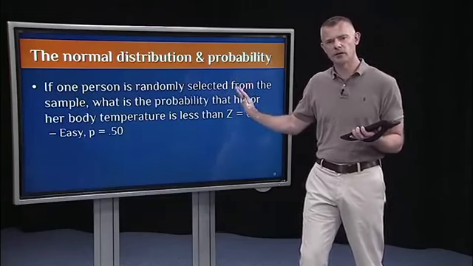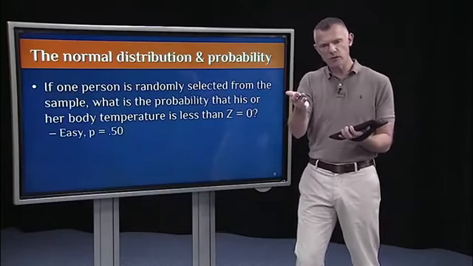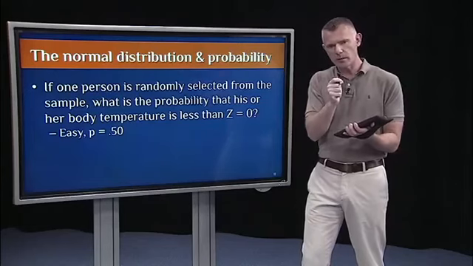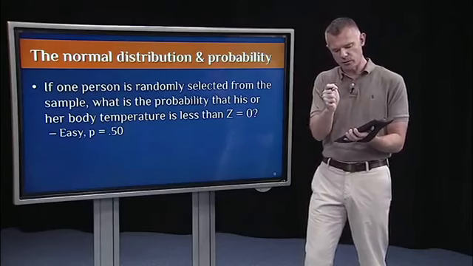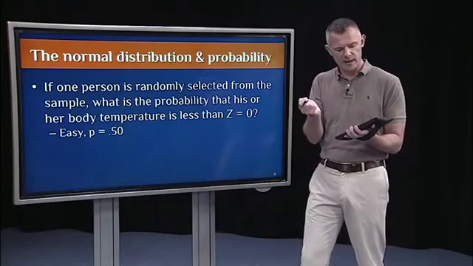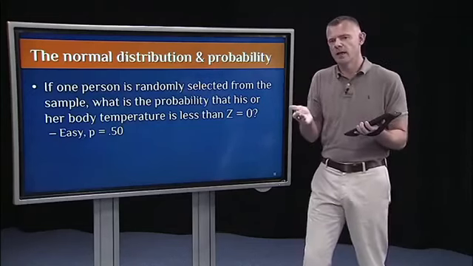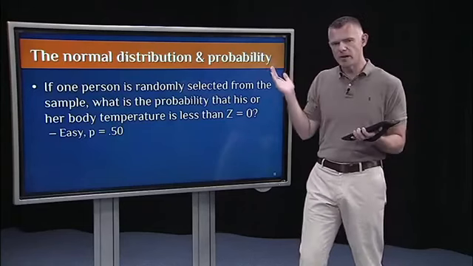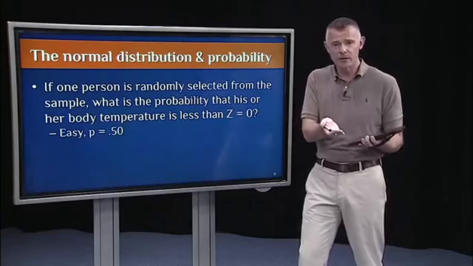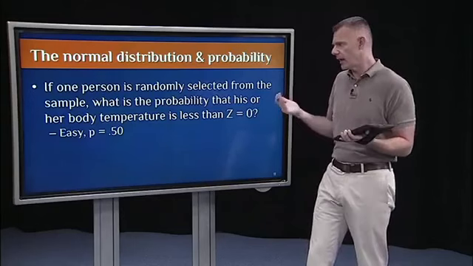just talking about a histogram looking at a distribution of individuals, I could ask if one person was randomly selected from the sample, what's the probability that his or her body temperature is less than a z equal to 0, or less than 98.6, or less than 37 Celsius. That's real easy. A z of 0 was the mean, so what's the probability of that happening? Well, it's 0.5. Half of the distribution is below a z of 0. So the probability of that happening is 0.5.